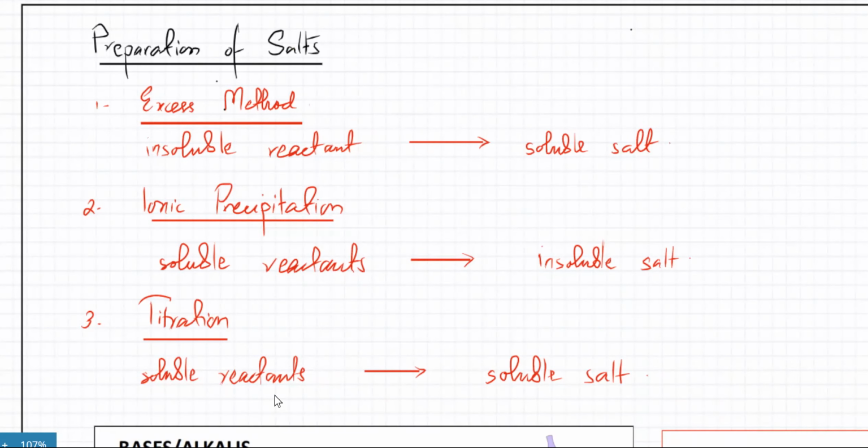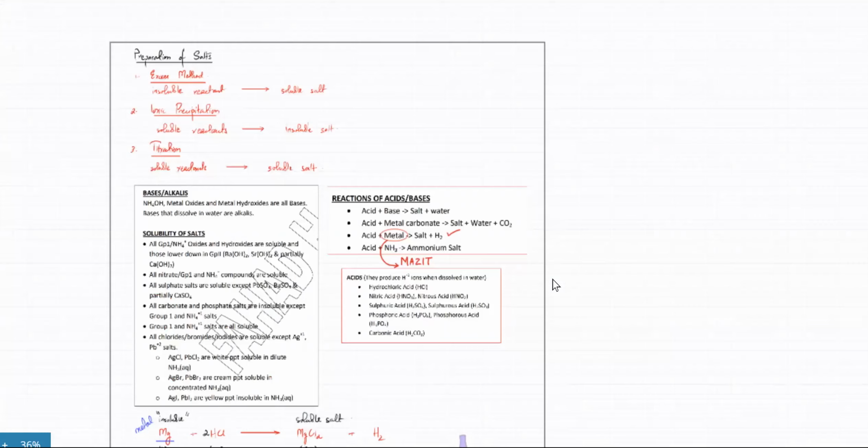When will it be titration? When all of them are soluble. The reactants are soluble and the salt that is being made is also soluble. Or if you're making an insoluble salt, that's going to be ionic precipitation. At this point, we're not making that, so we can ignore that one.